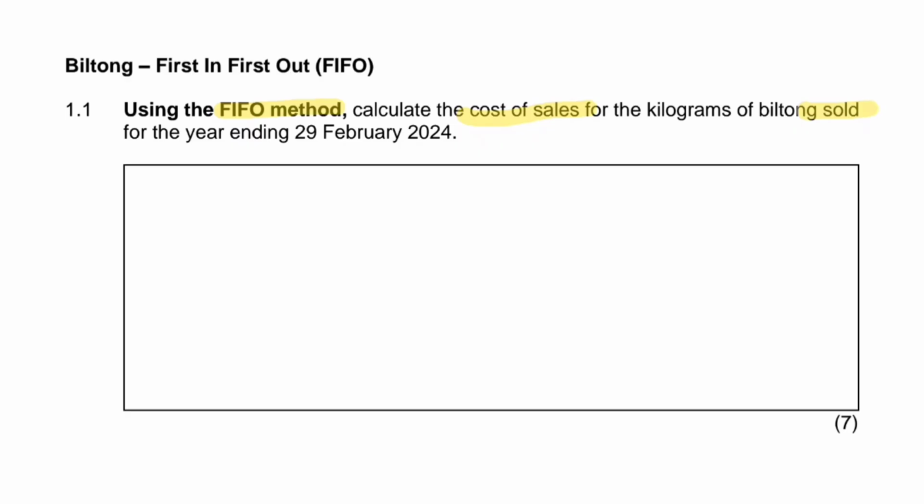What we have to keep in mind is that with the first in, first out method, we take the first stock to arrive in the business, and that is the first stock that we're going to sell to our customers, and we're going to retain the last stock we purchased.